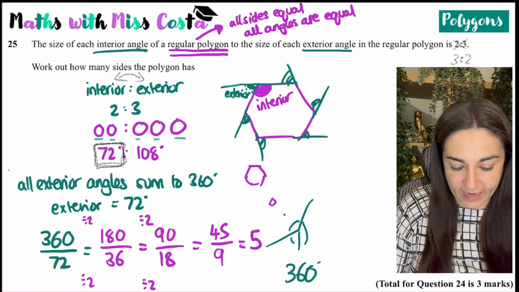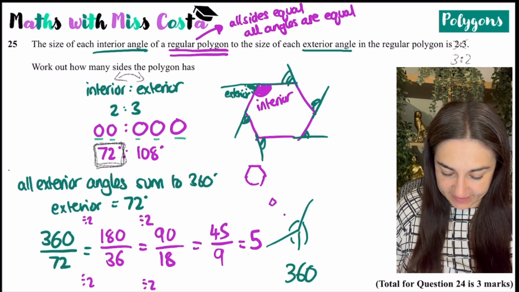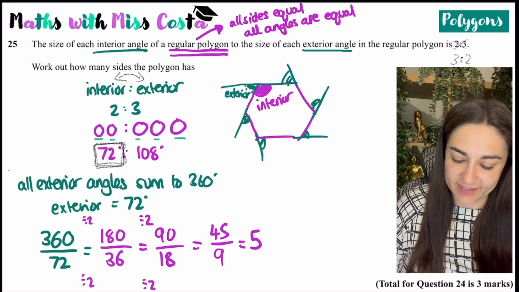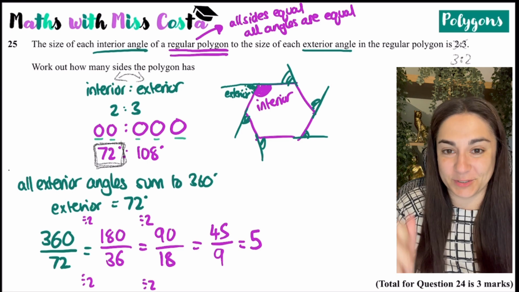So work out how many sides the polygon has. It has 5 sides. Sorry about the muck up. Yes, it was just the wrong way around.